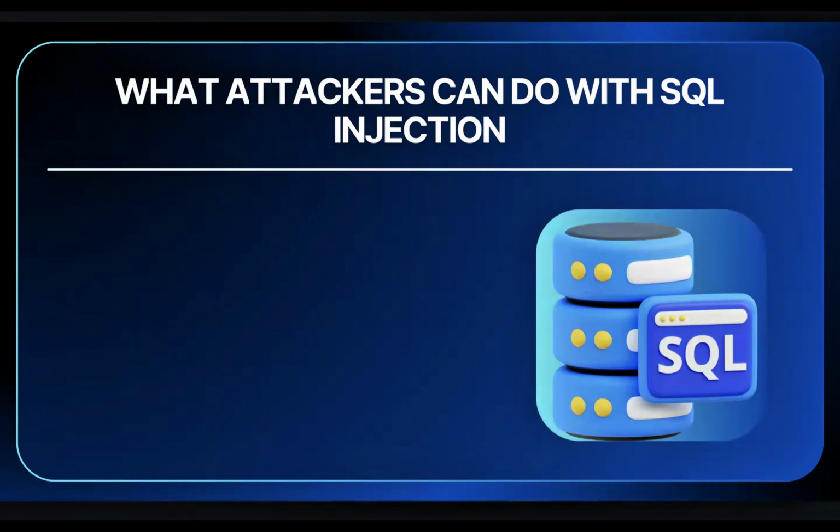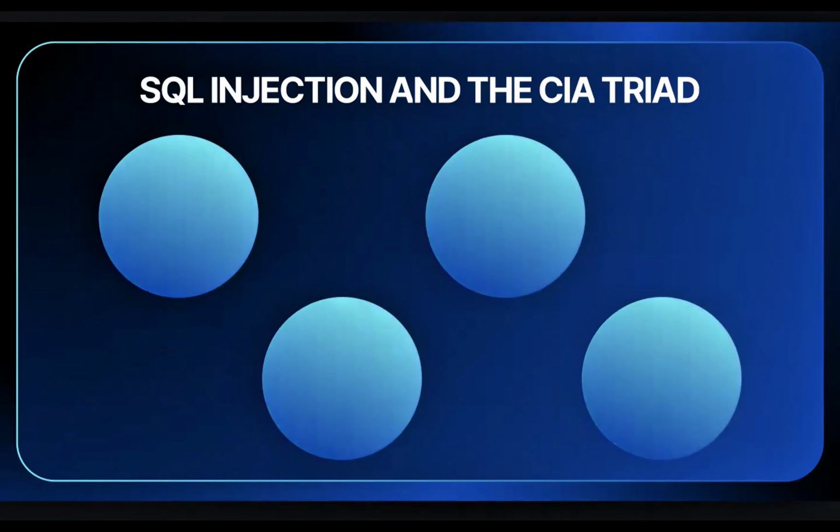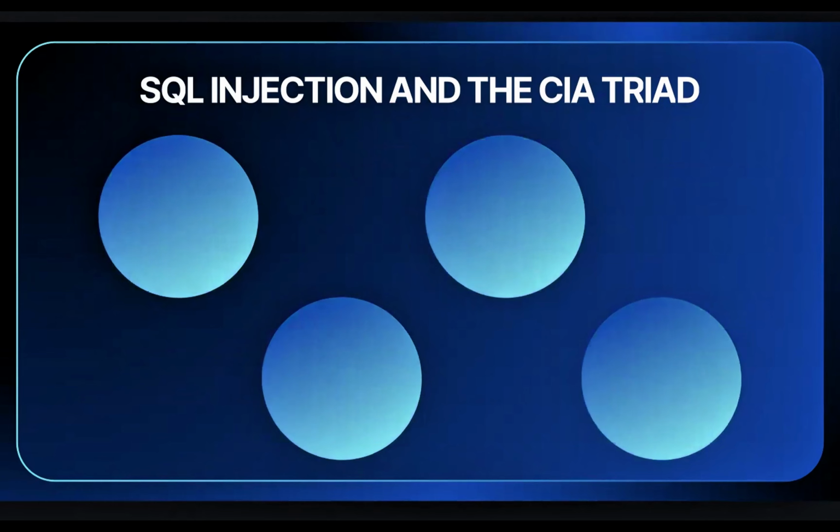Let's now consider what attackers can do with SQL injection. SQL injection gives attackers powerful control. They can read sensitive data, modify or delete records, bypass authentication, and they may gain full control of the databases.